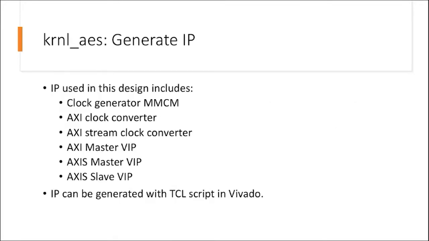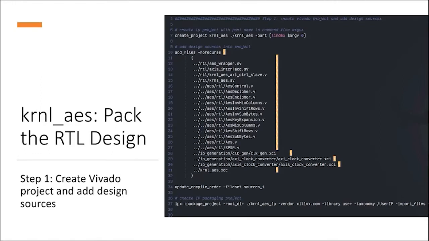Then we will proceed to generate the essential IP in this design. We can see from the block diagram before that we use several IP in this design. The IP used in this design is listed below. We can generate these IP first in the Vivado Tcl script. After we generate the IP, we can proceed to pack the design together.